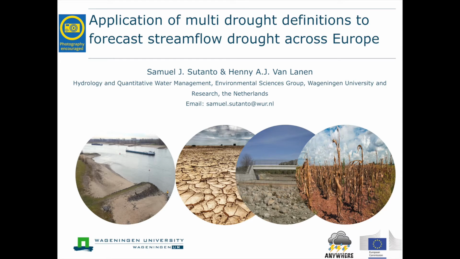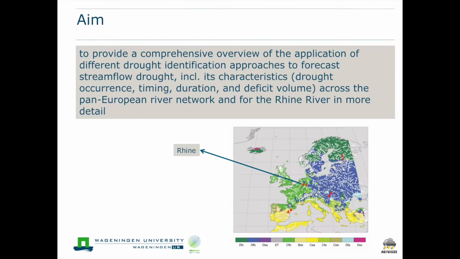The title of today's presentation is Application of Multi-Drought Definitions to Forecast Streamflow Drought Across Europe. Our study aims to provide a comprehensive overview of the application of different drought identification approaches to forecast streamflow drought, including its characteristics across the pan-European river network and for the Rhine River in more detail. Drought characteristics refer to drought occurrence or frequency, timing, duration, and deficit volume. The location of the Rhine grid cell is shown in the figure below, location 1.